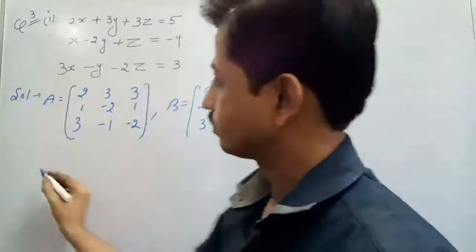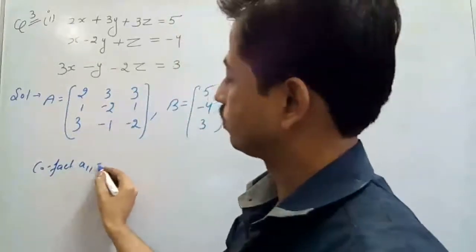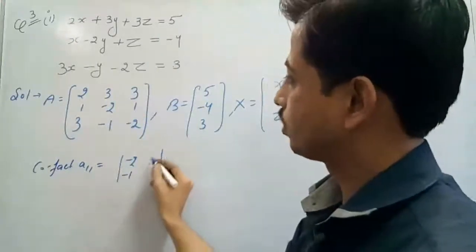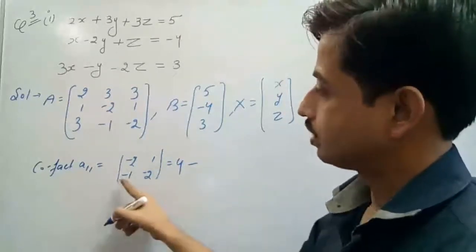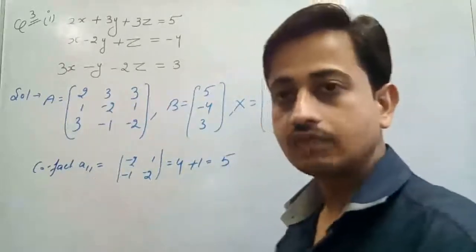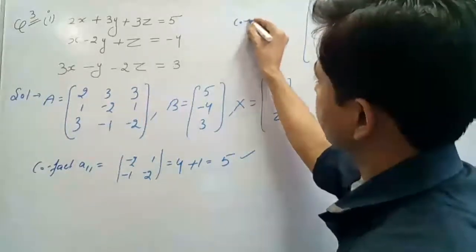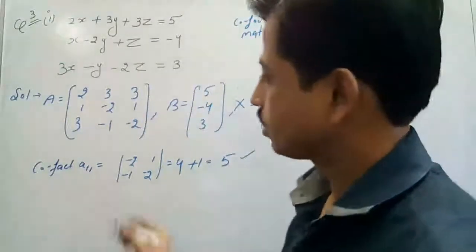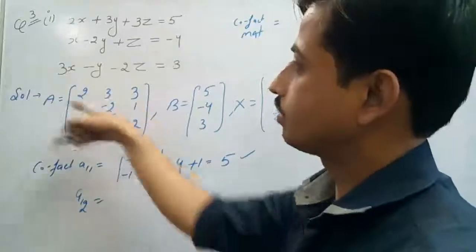Now find cofactors. Cofactor of A11 is what? Cut first row and first column. We get minus 2, minus 1, 1, minus 2. Solve it. Minus 2 into minus 2, we get 4, minus, minus 1 into 1, minus 1, so it becomes 5. 1 plus 1 is even, so the sign remains the same, so we get first element 5. I am writing here the cofactor matrix.